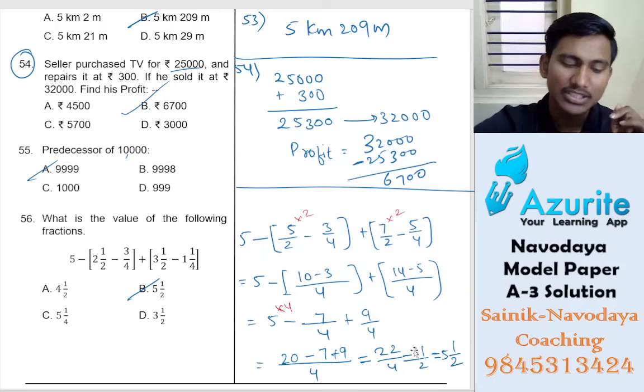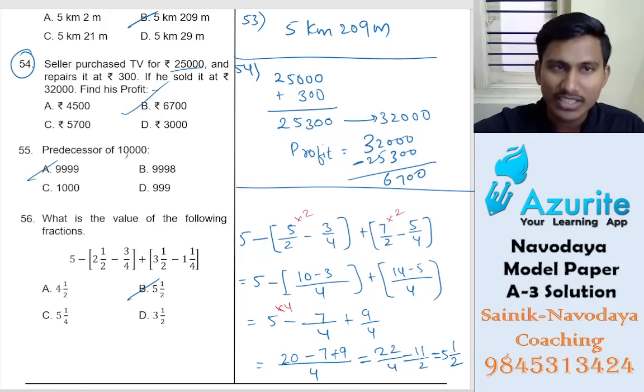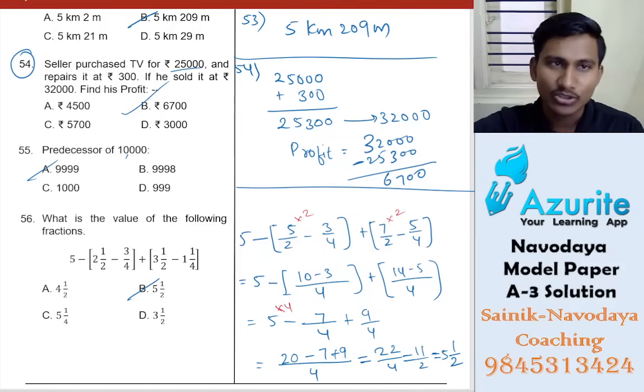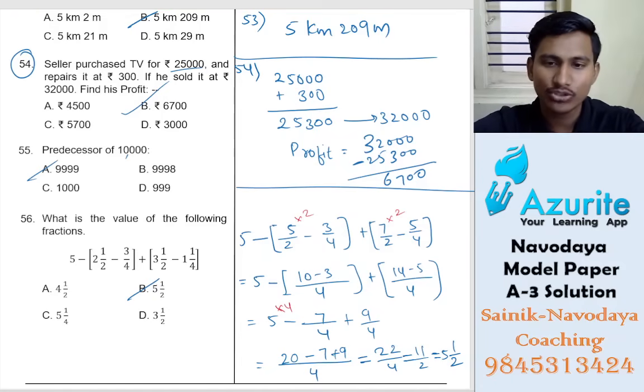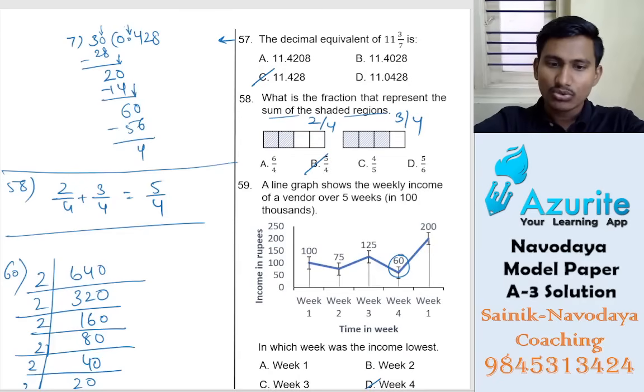Cancel it. Which can we cancel? 2, we can cancel. 2 11s are 22, 2 2s are 4. So 11 by 2, the answer means 5 and 1 by 2, answer option B here. Okay, that is the answer. Understood? So see here students, question 57 is very easy.